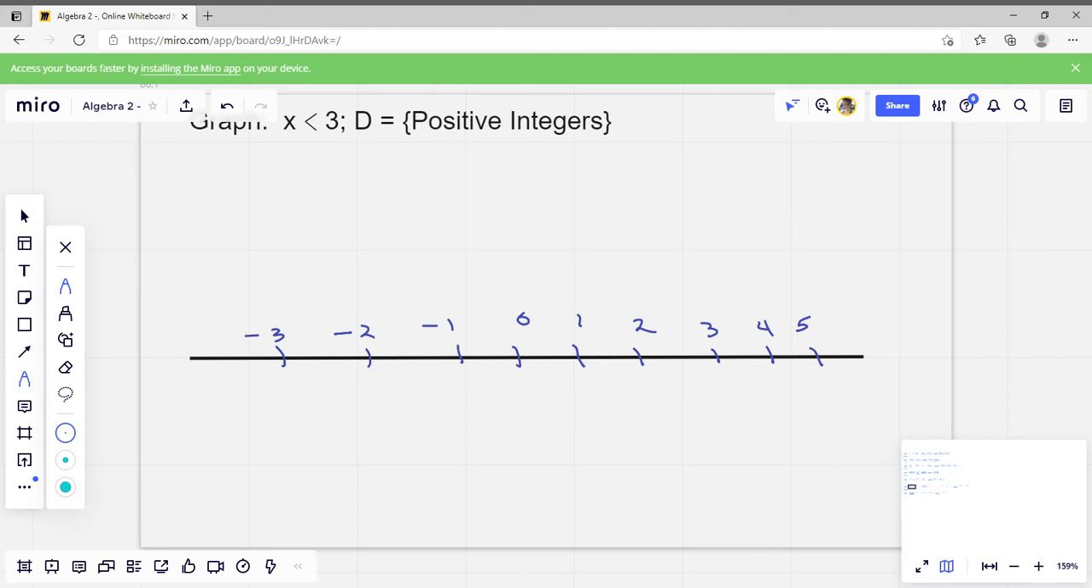Alright, so x is less than 3. So that means it cannot be 3. It has to be everything that's less than 3. Positive integers. Integers are only whole numbers. So that means that it cannot be a fraction or anything in between. So it's going to be everything less that's a whole number. So it's just going to be those two dots right there. So that is x is less than 3, and it is positive integers.